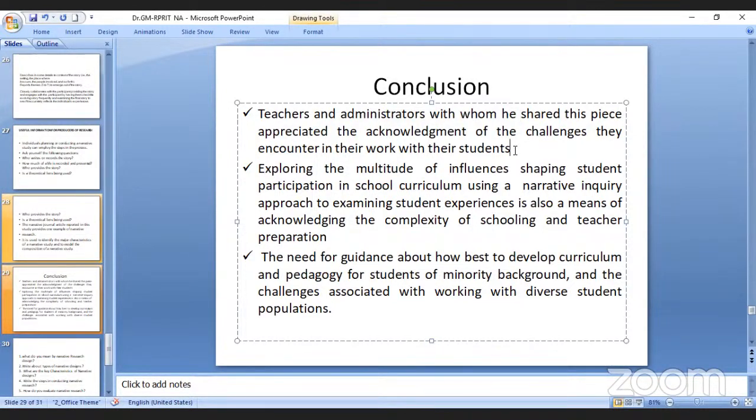Many teachers face many problems in a classroom because of the diversified classrooms existing in the school, college, or university. Exploring the multitude of influences shaping student participation in the school curriculum, using a narrative inquiry approach to examine student experiences, is also a means of acknowledging the complexity of schooling and teacher preparation.